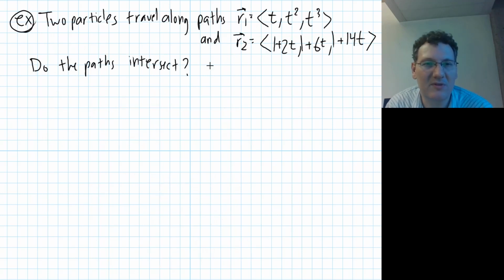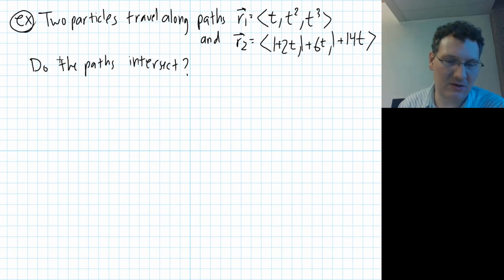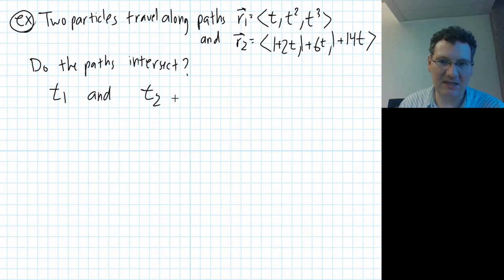Okay, let's look at this example. Two particles are traveling along two curves given by these vector functions. R1 is t, t squared, t to the third, which we just looked at in the previous example, and then R2 is given by 1 plus 2t, 1 plus 6t, and 1 plus 14t. So we have a line. We first want to ask, do the paths intersect with each other? Like at time t1 on the first curve, and maybe at t2 on the second curve.